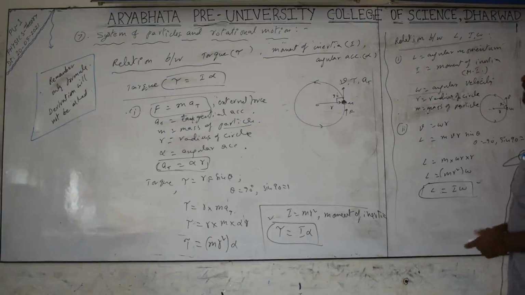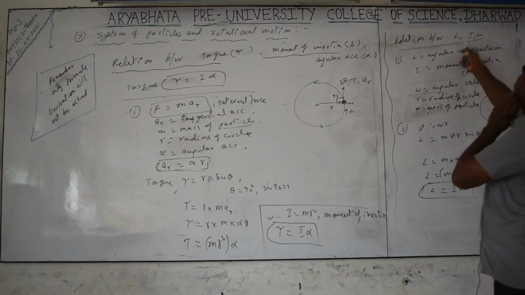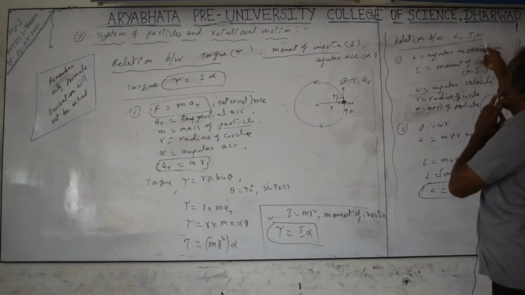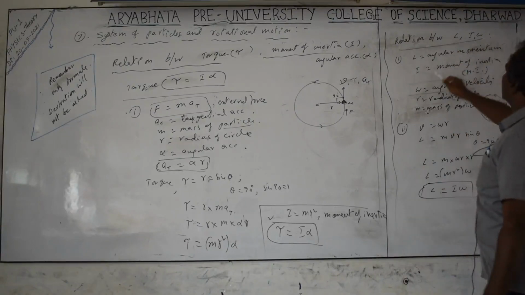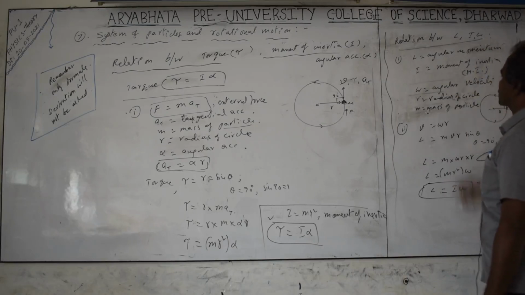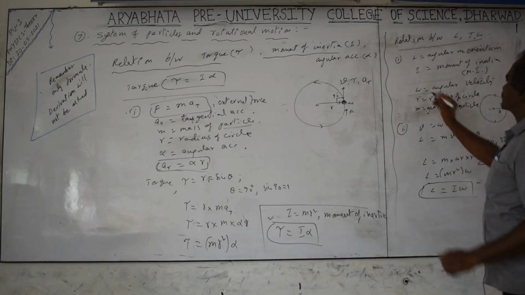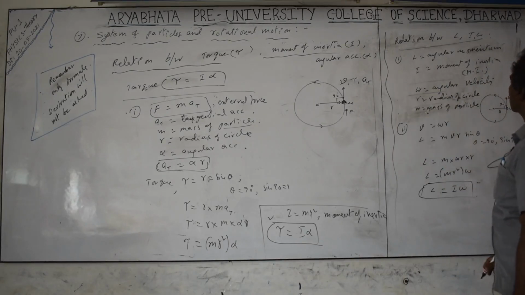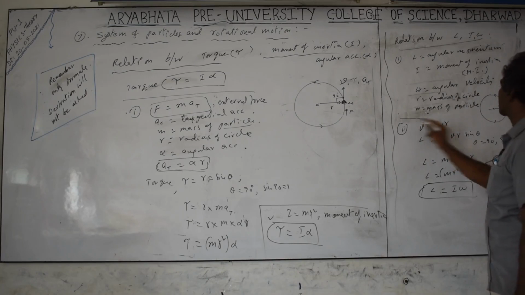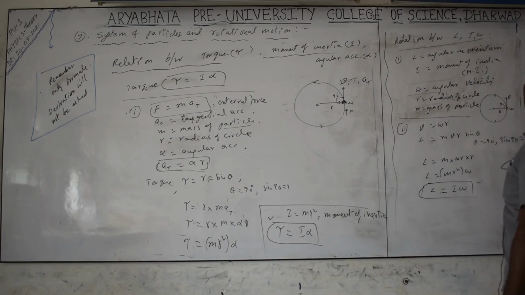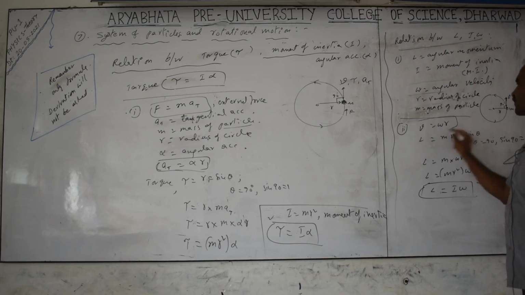Next is another relation, the relation between the angular momentum L, moment of inertia I, and angular velocity omega. L is the angular momentum, I is the moment of inertia, sometimes we represent the symbol as M.I., and omega, it is not W please, omega is the angular velocity, r is the radius of the circular path, m is the mass of the particle. Consider a particle of mass m moving in a circular path, velocity is always along the tangent to the circle, perpendicular to the radius. The relation between v and omega is v equal to omega r.